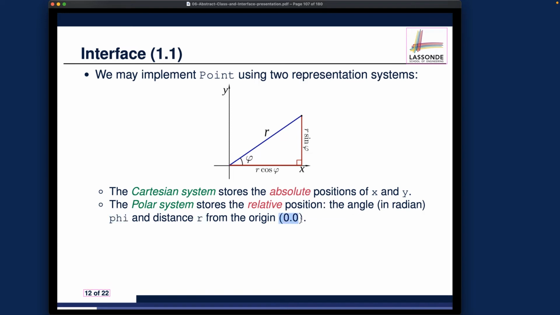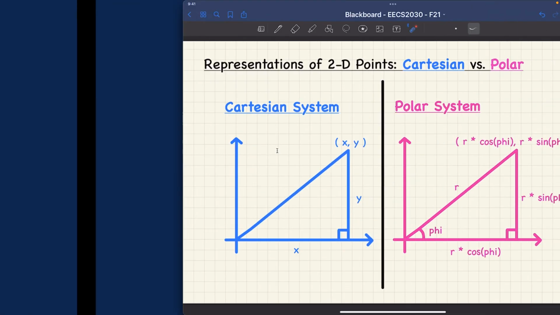Okay, so those are the two systems that both work and are both valid, and we want to be able to dynamically switch from one to another. That's something we want to make happen. So let me visually illustrate something quickly for you, just about the polar system, and also compare and contrast it with the Cartesian system, so you understand how the two alternative solutions work for the same problem.